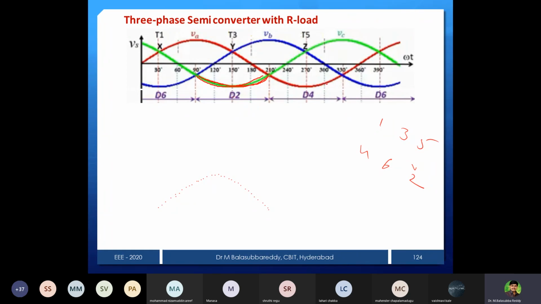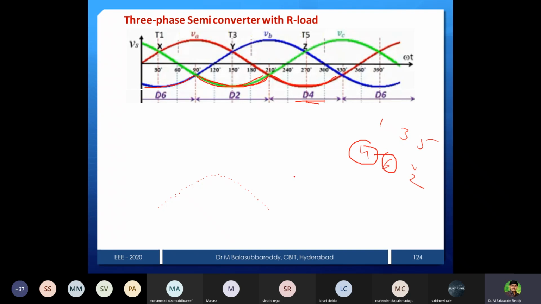Similarly, this red one is the A phase. The A phase is more negative, which means which device? D4. Similarly, here the B phase is more negative, which means D6.